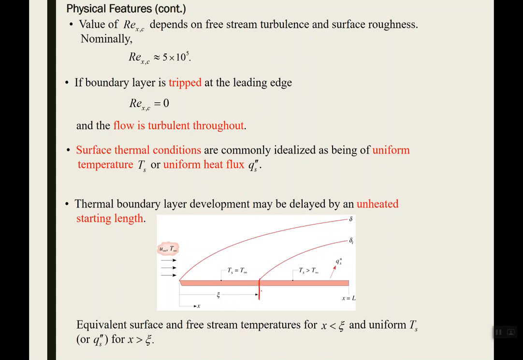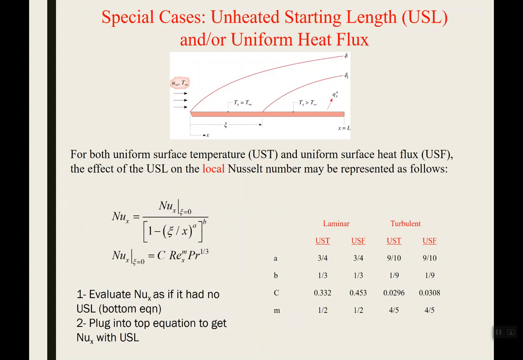Then when you get to the point at which the table is heated, your thermal boundary layer starts to develop. So there are different correlations for this particular scenario. When you have an unheated starting length or uniform heat flux, the correlations would be of this form.